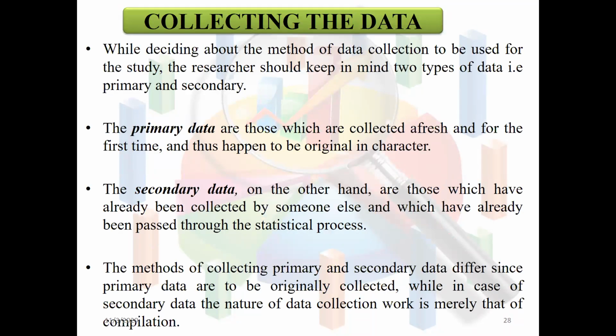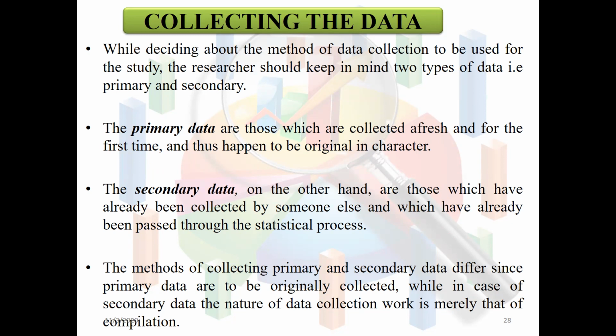Now we'll be talking about collecting the data. While deciding about the method of data collection to be used for the study, the researcher should keep in mind two types of data, that is primary and secondary. The primary data are those which are collected afresh and for the first time, and thus happen to be original in character.